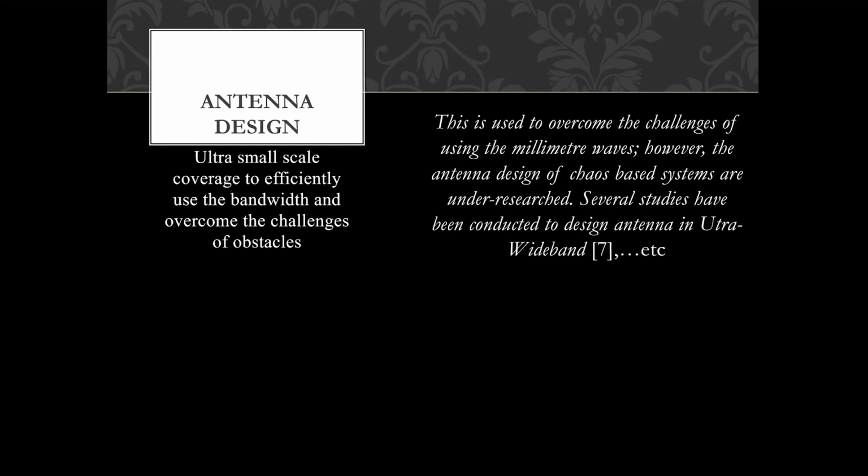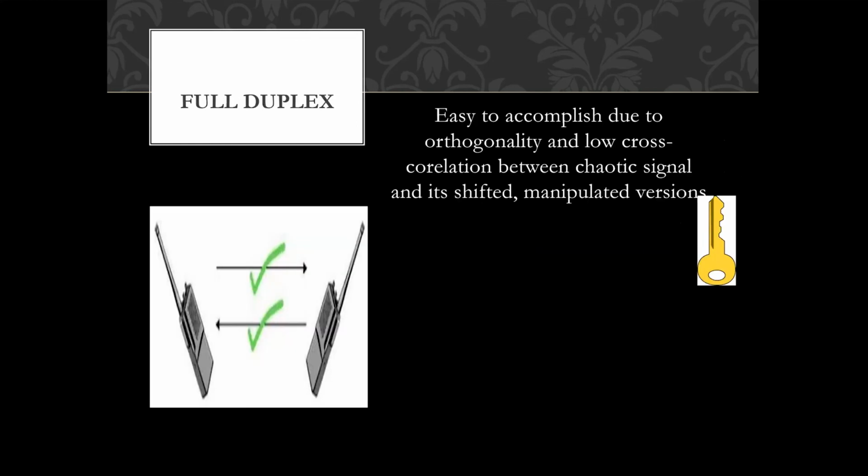Regarding antenna design, there is poor research, and the limited study depends mainly on using a chaotic on-off keying system. Chaotic on-off keying depends on transmitting either a signal or no signal, which is very basic. However, there is limited research on antenna design for chaotic communication, and this is mainly due to the bandwidth constraint. Full duplex is provided by default. Even if you are using a single carrier, you can go ahead with that.